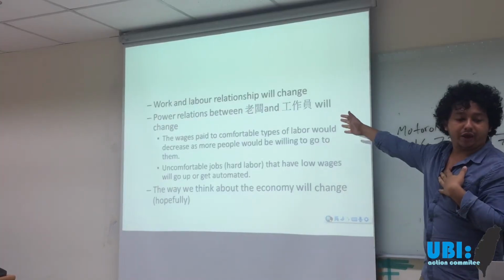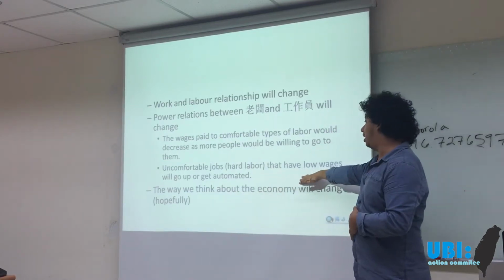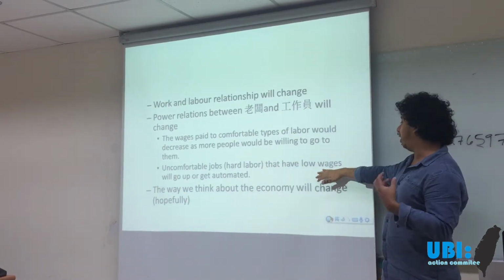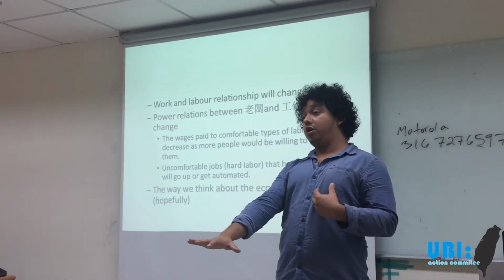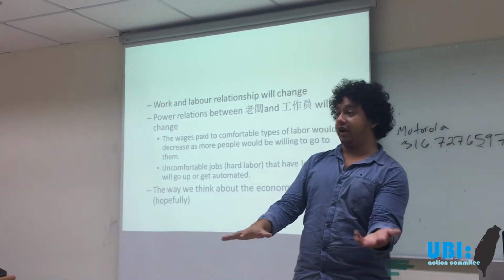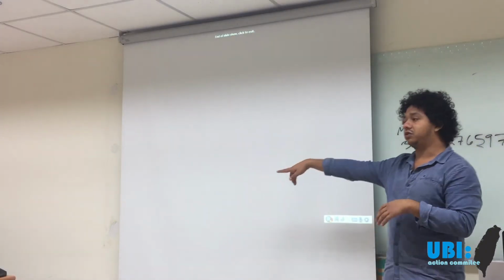Basically, the wages paid for comfortable types of labor would decrease. About hard labor jobs, the wages will either go up, as people will say no, or they will get automated, right? If they're easily 自动化. That's basically it. And now James is going to talk about inflation.